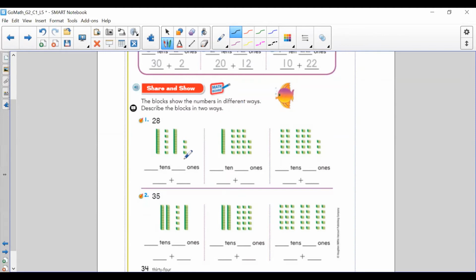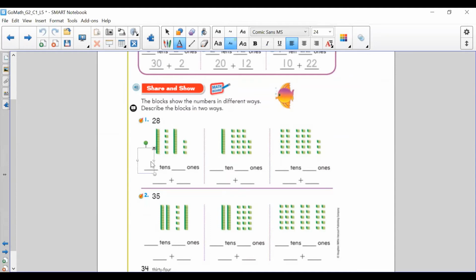So in the first one, we count the tens. How many tens do you see? Okay, that's right, we see 2. And how many ones do we see? There's 5, 6, 7, how many? 8. So we see 8 ones. So we can show 2 tens. What is the value of 2 tens? That's right, 20. And what is the value of 8 ones? That's right, it is 8.